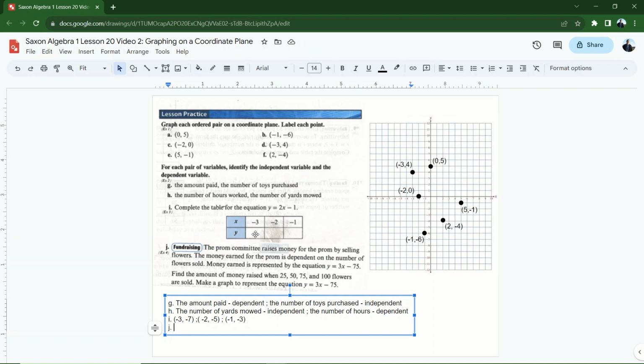Plug in x to get that particular y. This is the y that corresponds to -3. This is the y that corresponds to -2 plugged in for x. This is the y that corresponds to -1 plugged in for x. All right, and the last one.